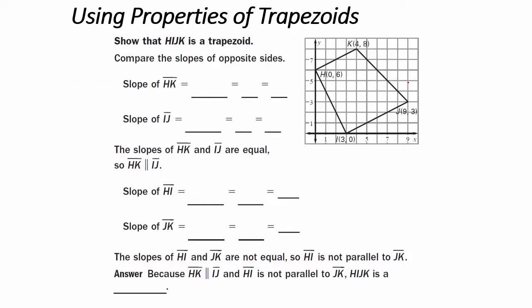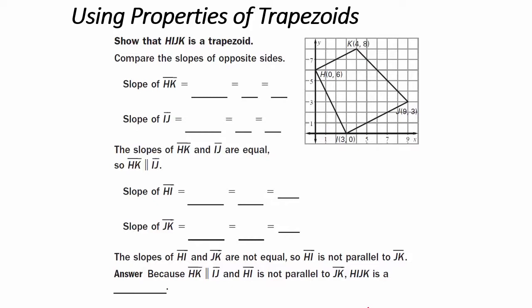Example number 2, using properties of trapezoids. We have to show that HIJK is a trapezoid. In order for HIJK to be a trapezoid, we need to have two sides that are opposite and parallel. The other two sides cannot be congruent. If they are congruent, then this is not a trapezoid. It's either a parallelogram or a rhombus.